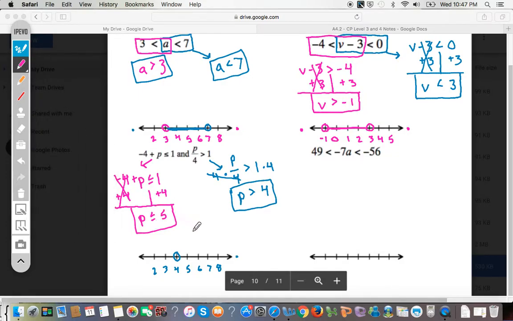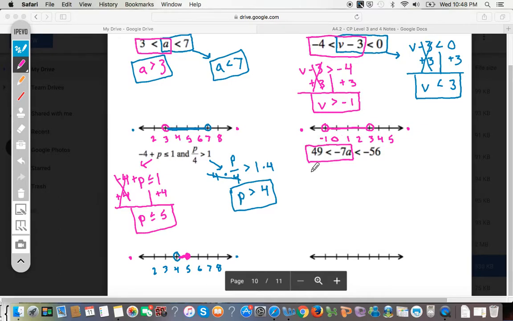And p is less than or equal to 5. So I know I'll have a closed circle here. And I'm heading in this direction. So, an AND statement, I'm looking for a number that's greater than 4 and less than or equal to 5. Well, of course, that's just this little section right in here. So that's your solution. Okay. All right. Let's move to this next one.